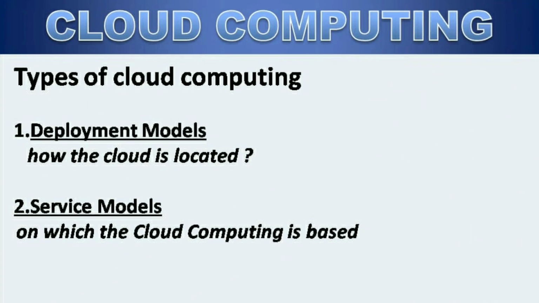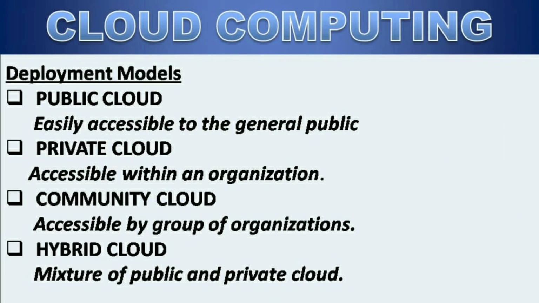Okay. Next one, types of cloud computing. Basically, it is divided into two types: the deployment models and the service models. Based on the deployment models means how the cloud is located. It is privately located, it is publicly located. And the service model is what the cloud computing is based on. So these are the basic two types of cloud computing. Now let's see one by one.